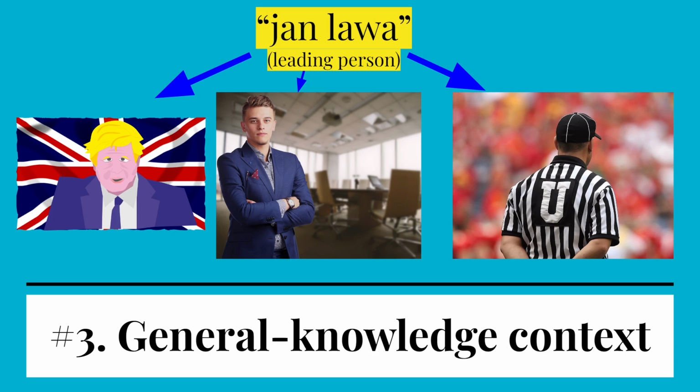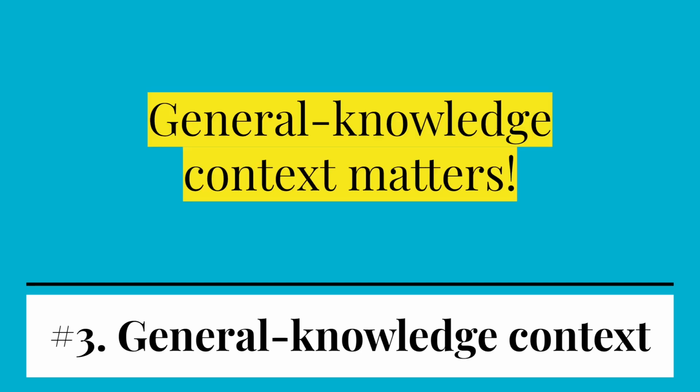In Toki Pona, we know which yan lawa we're talking about because we tend to know who and what kind of person leads what thing. We know that Boris Johnson is not the current umpire of Microsoft, and just because English has more nuanced words for these things, that doesn't mean we'll be lost without them. The general knowledge context, or common ground, is important in Toki Pona.